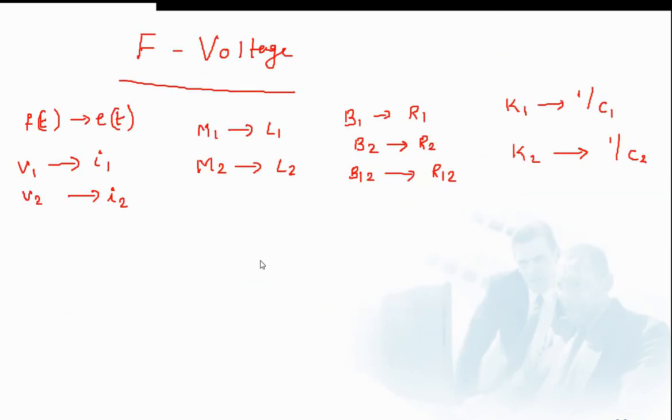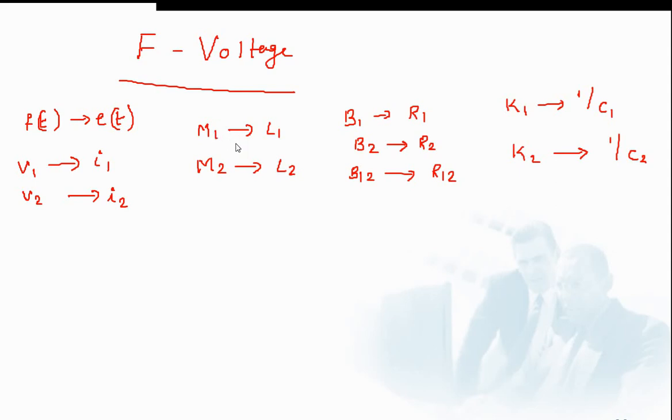So what are the analogous elements here? In the force voltage analogous circuit, corresponding to force F of t in the mechanical system, here in the electrical circuit the input is voltage E of t, and corresponding to the velocities V1 and V2, our output is currents through two meshes, that is I1 and I2. As I have already told you, corresponding to two masses M1 and M2, there will be two meshes.